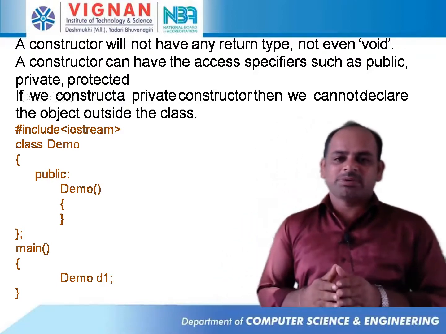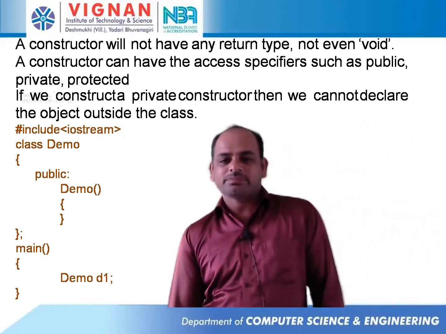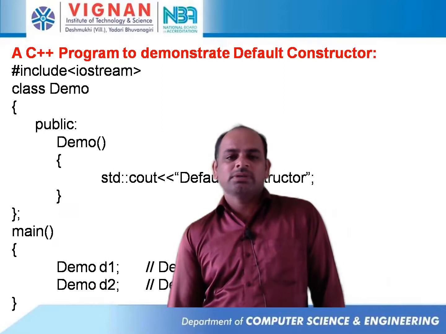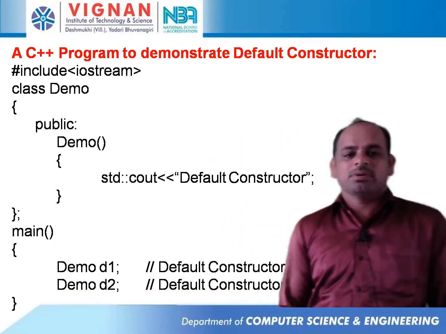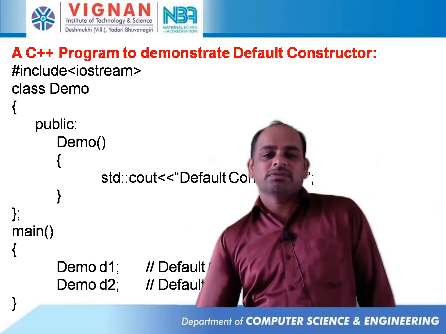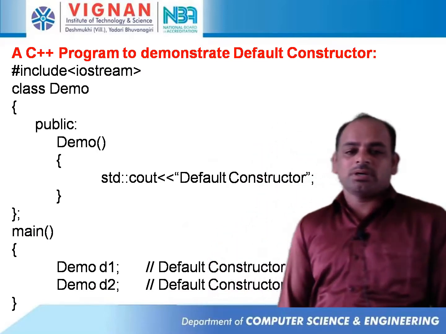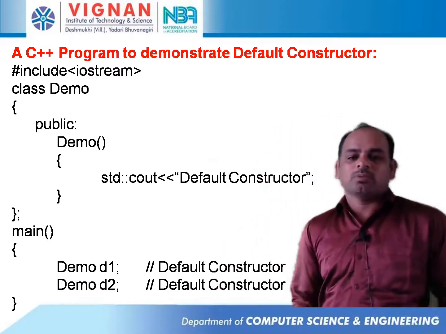That is a basic difference between member functions and constructors. You can also see the default constructor. See in this example, the same complete program here to demonstrate this one: demo, public demo, and here a default constructor message we have, and you can see within the main function we have created two objects here.